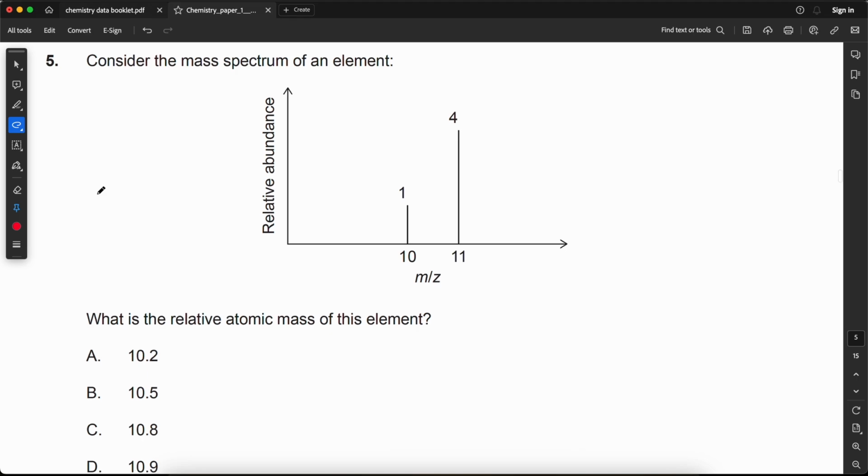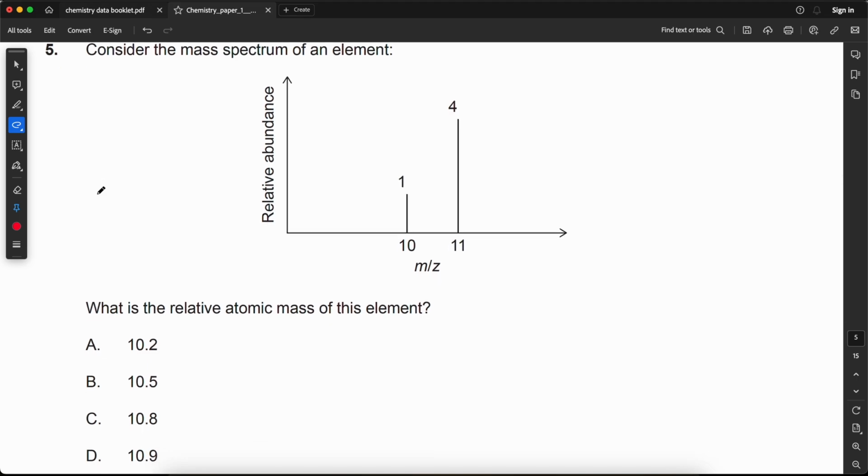Consider the mass spectrum of an element. What is the relative atomic mass of this element? That would be (1 times 10 plus 4 times 11) divided by 5, which is 10.8.